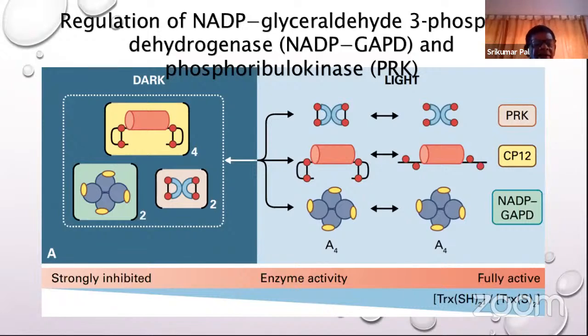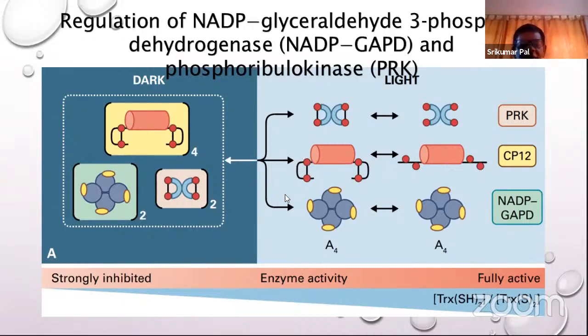So you have seen earlier PRK, phosphoribulokinase, and NADP-GAPD. These two enzymes are regulated by the reduced Ferredoxin-Thioredoxin system. But in addition to being reduced by the Ferredoxin-Thioredoxin system, these two proteins also form non-covalent interactions with CP12. So this is the CP12 protein. This CP12 protein is a chloroplast protein, but it is encoded in the nucleus. This is CP12, the regulatory protein.